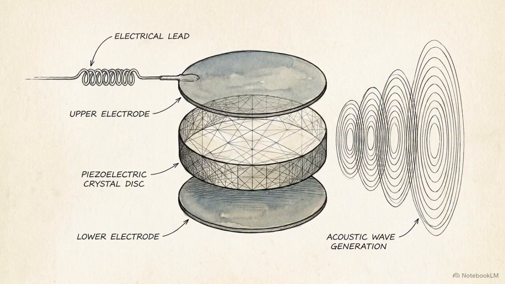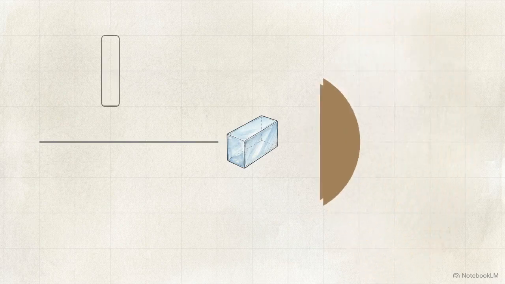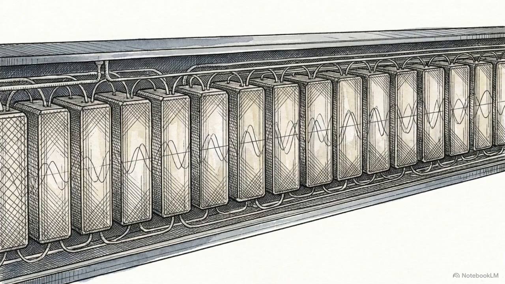This continuous translation is made possible by the piezoelectric effect. When an electrical voltage is applied to a piezoelectric crystal, the material mechanically distorts and vibrates, producing a sound wave. This process is reversible. When returning acoustic echoes strike the crystal, the resulting vibration generates an electrical voltage directly proportional to the intensity of the pressure change. Every clinical ultrasound image is bounded by the physical limitations and precise engineering of this crystalline material.